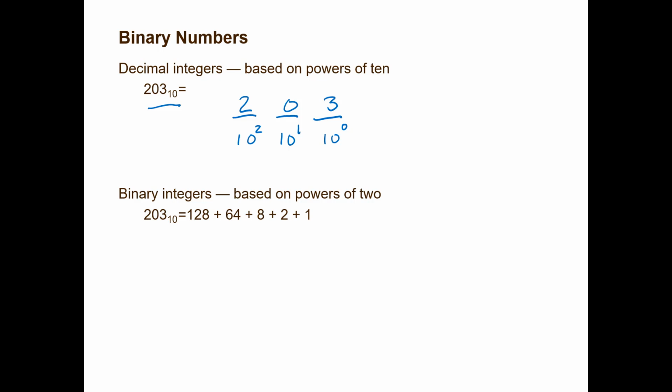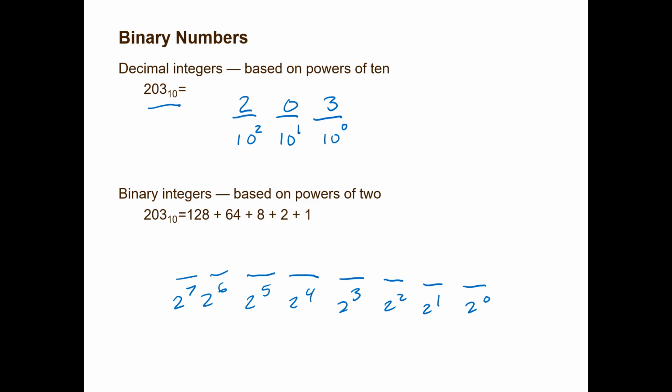And so we could represent the same number as 128 plus 64 plus 8 plus 2 plus 1, which are all powers of 2. And we can write out all of these bits. So we have 2 to the 0, which is 1, 2 to the 1st, 2 squared, 2 cubed, 2 to the 4th, 2 to the 5th, 2 to the 6th, and 2 to the 7th.